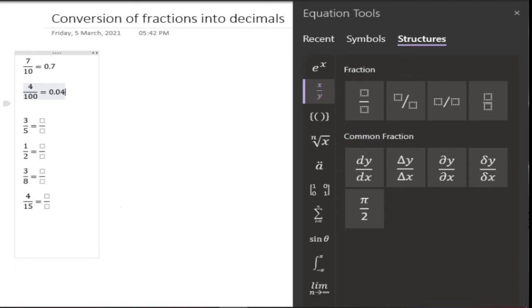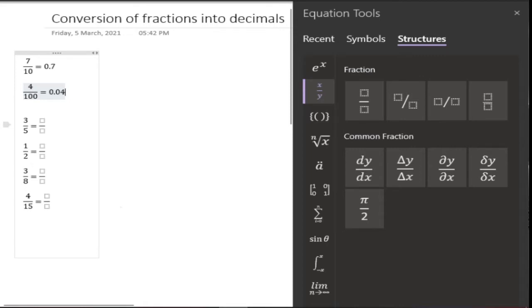So the fractions whose denominators are of the form 10 raised to power n can be easily converted into decimals. Here the denominator is 10 raised to power 1. Here the denominator is 10 raised to power 2. So such fractions can be easily converted into decimals.